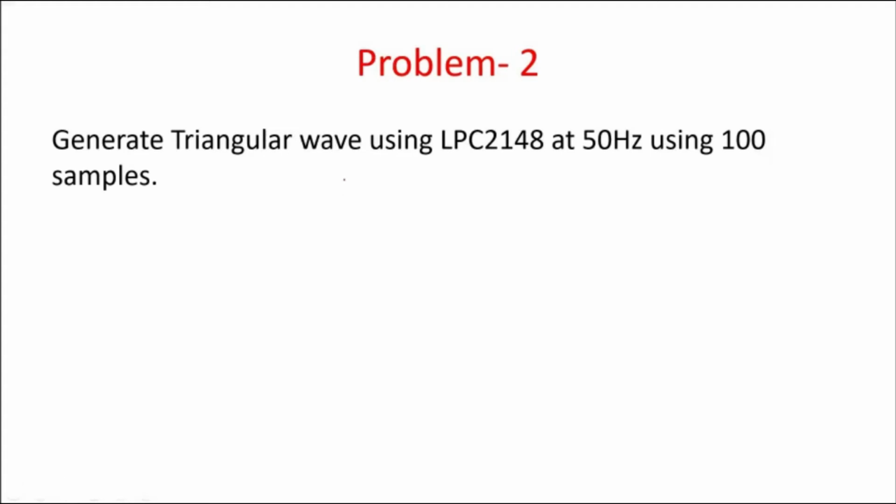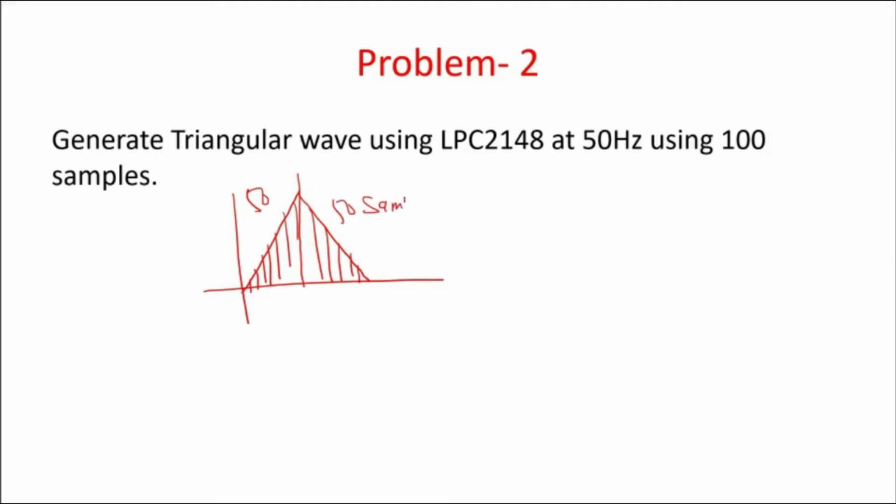So if I am going to generate a triangular waveform with 100 samples, then for 50 samples we go for the rising ramp. We use 50 samples for this, and the rest of the 50 samples we use for the downward ramp. So we end up generating two ramps. One is an upgoing ramp, the other one is a downgoing ramp. So the total time period is again 20 milliseconds because the frequency we have fixed at 50 hertz.